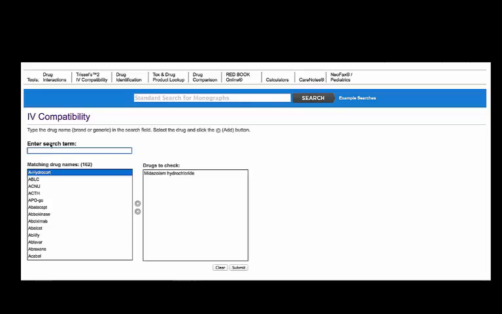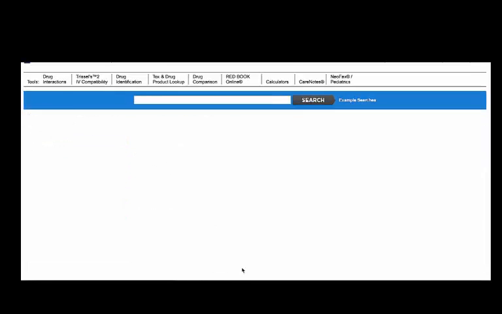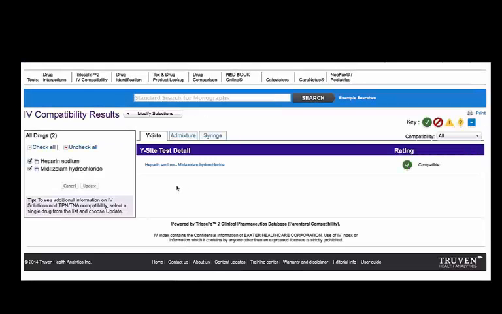So I would like to go back though and put in midazolam, which is already checked, but also to see heparin. So again, I hit the arrow and then I click submit. And then the interaction specific to heparin and midazolam comes up.